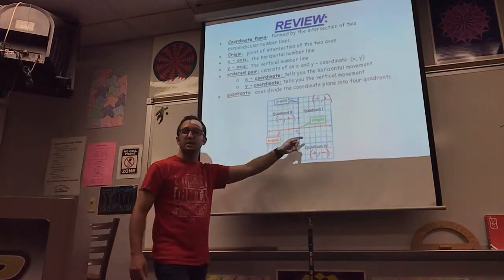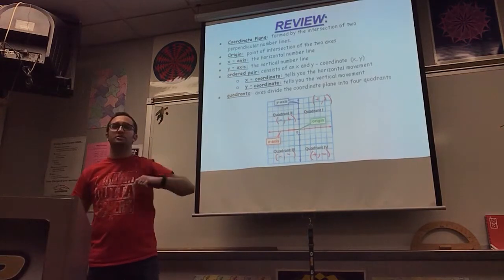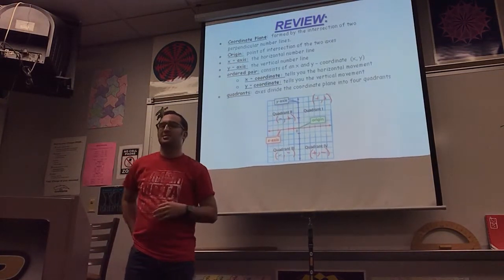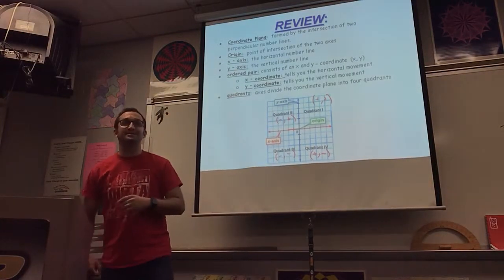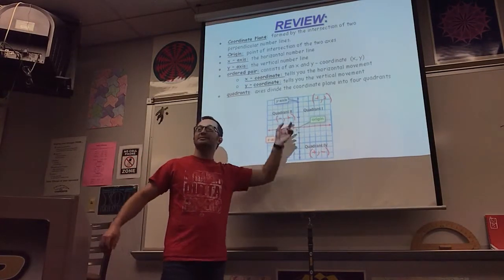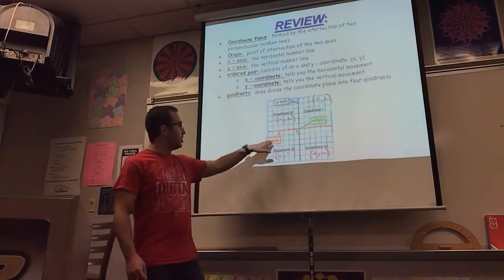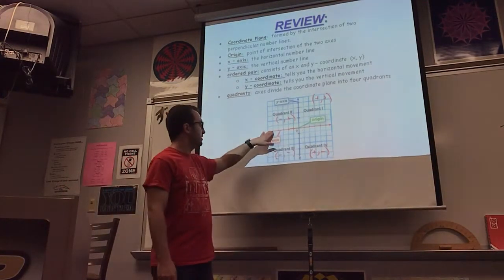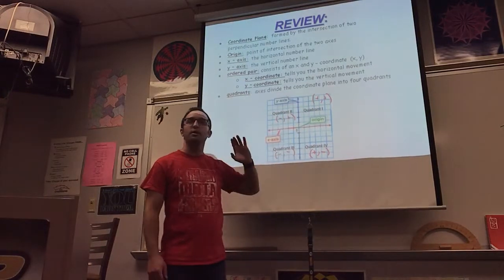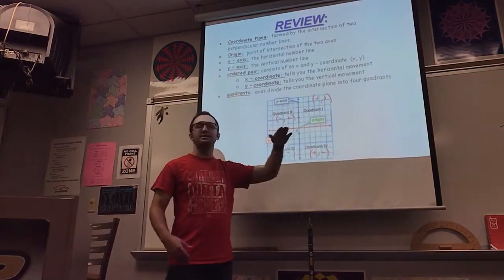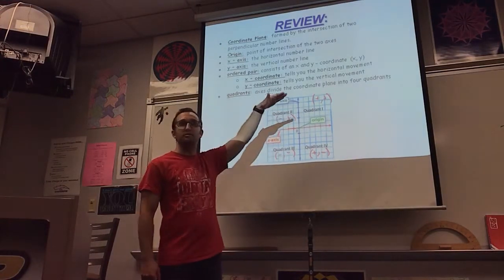Origin is at the center. What are the coordinates of the origin? 0, 0, because you go 0 horizontally and 0 vertically. The x-axis and y-axis are the zeros here and the zeros here. So any number that's on the x-axis has a 0 y value.